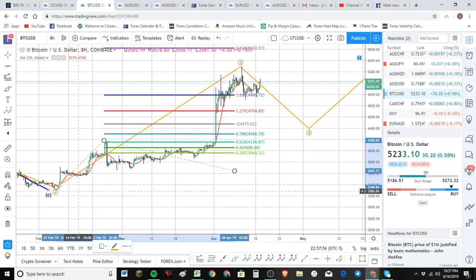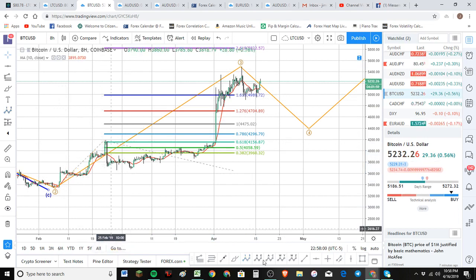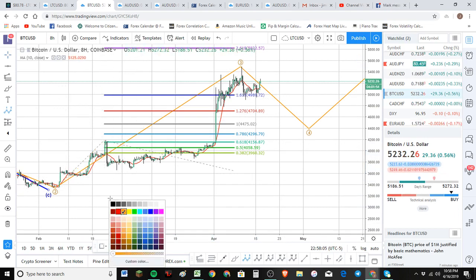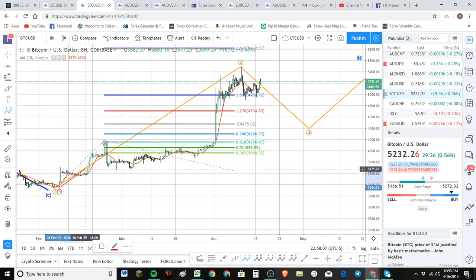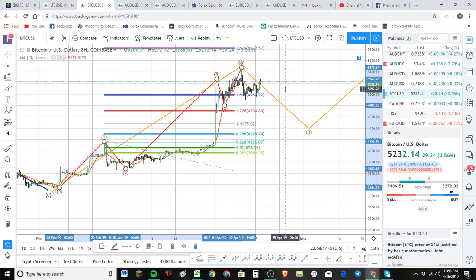It would be counted like this, possibly. Let me get a different color so that we can do that a little bit better. How about red? Yeah, there we go. So we've got a 1 followed by a 2. We've come up here to the 1.618 right here.